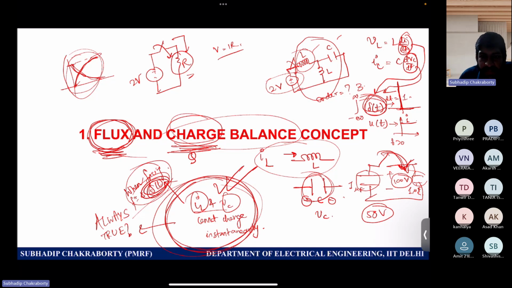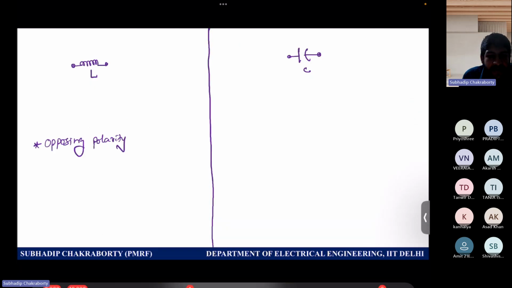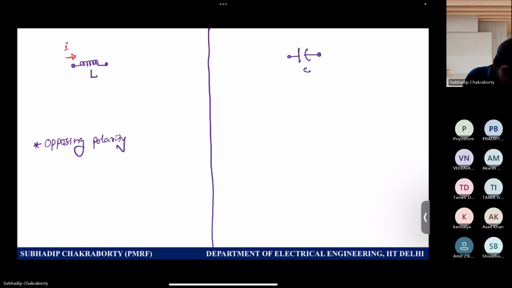Now just another simple concept that I want to tell you before I go into the modeling and the formulas. Nothing you need to memorize, okay? Just go with the concepts and then you can understand. So just tell me one thing. If the current direction is like this, then what will be the polarity of voltage for the inductor?